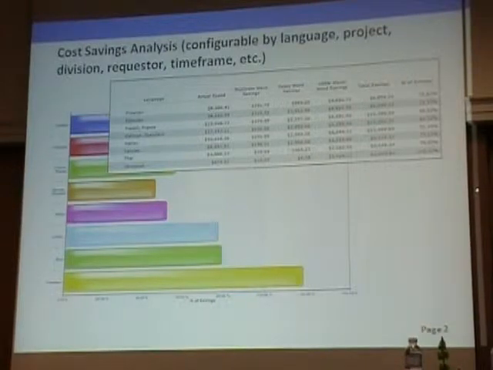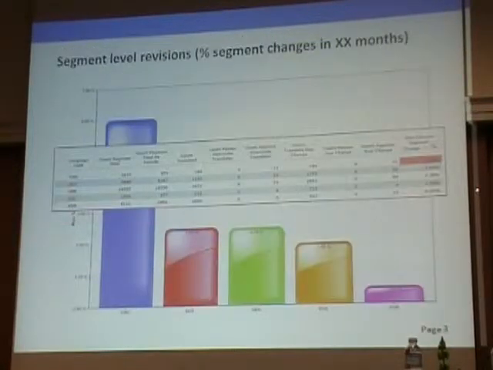Cost savings analysis. You can get down to where the rubber meets the road, right? How much are you saving here as a percent? This one is as a percentage of overall spend. This is broken out by language. You can see the percentage savings as a factor of, again, overall spend.